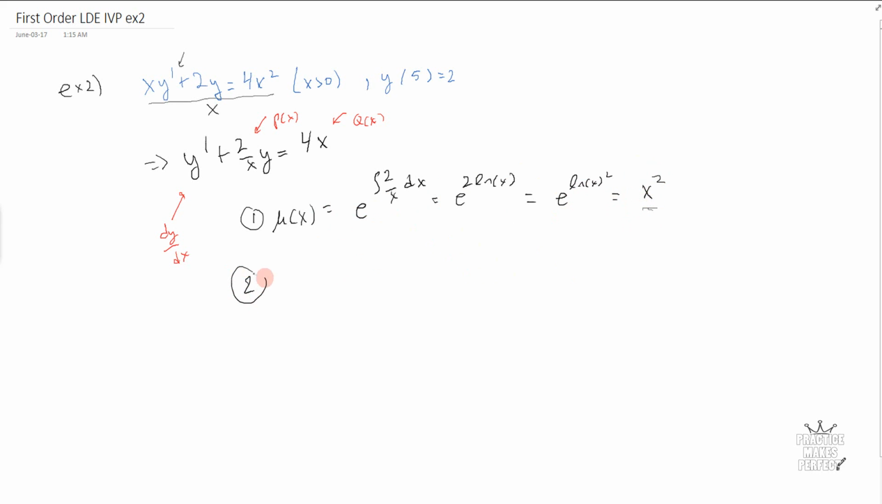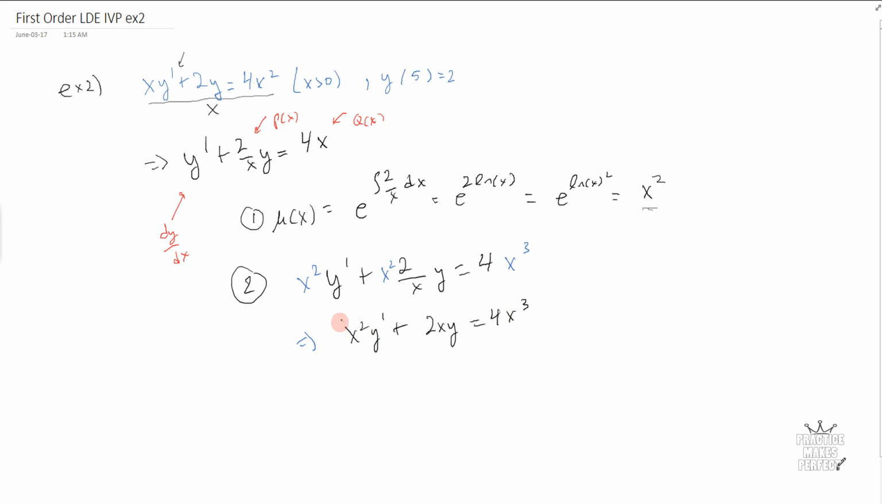Second, we are going to multiply this integrating factor across this whole thing. I'm just going to do that really quickly. Okay, so I just distributed the integrating factor across our new equation. So x squared y prime plus x squared times 2 over x y equals 4x times x squared, which is 4x cubed. And to make that a lot more clear, I simplify it to this.